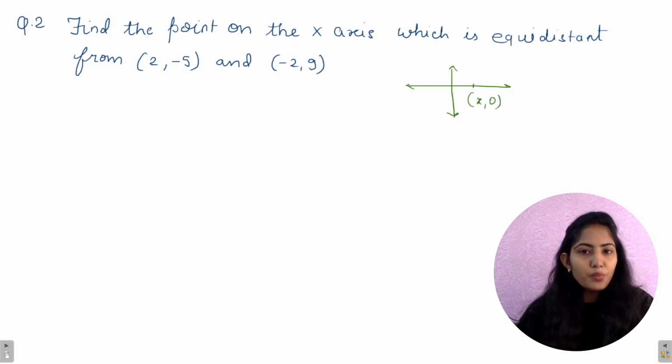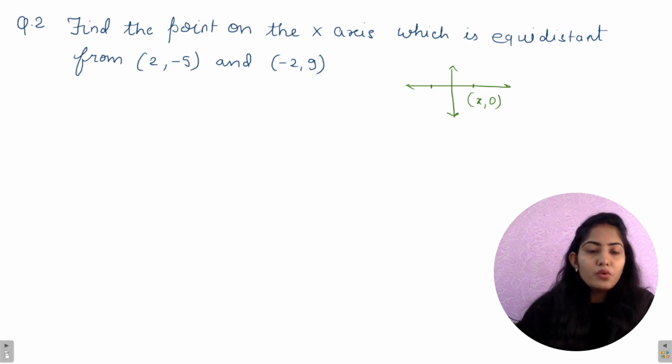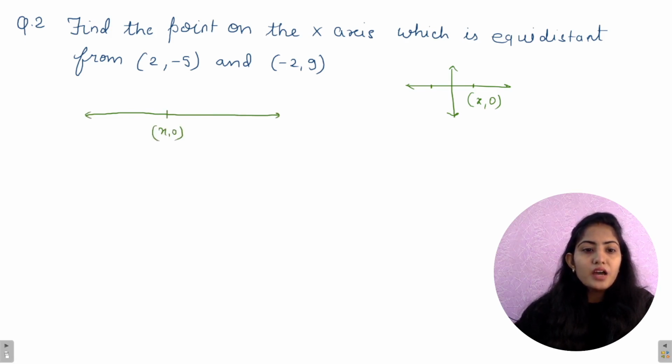So we have to find the point on the x-axis which is equidistant from these two. So maybe here it is one point and maybe another point is here. So I'm taking it in this way. I'm making one more figure on the x-axis. Suppose it is (x, 0) and these two points are equidistant from it. So here it is (2, minus 5) and here it is (minus 2, 9), whether it is left or right.